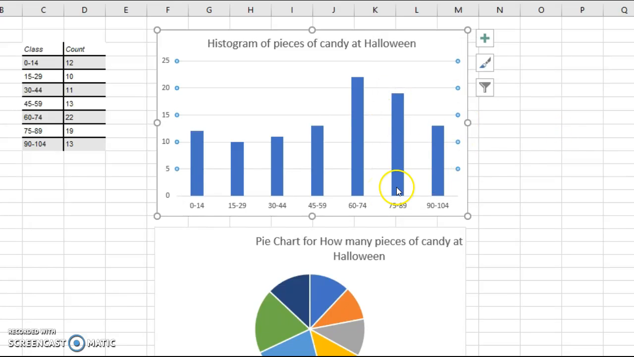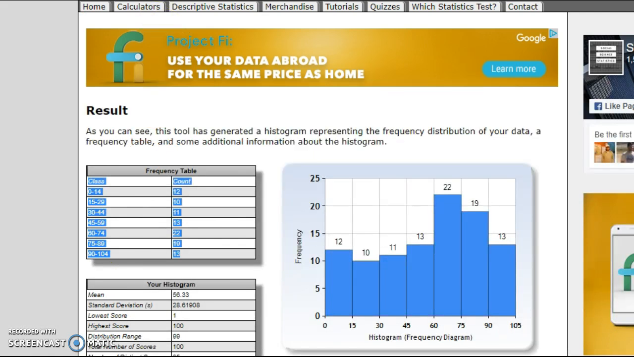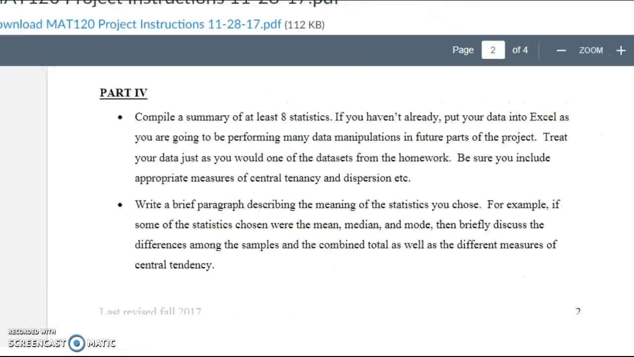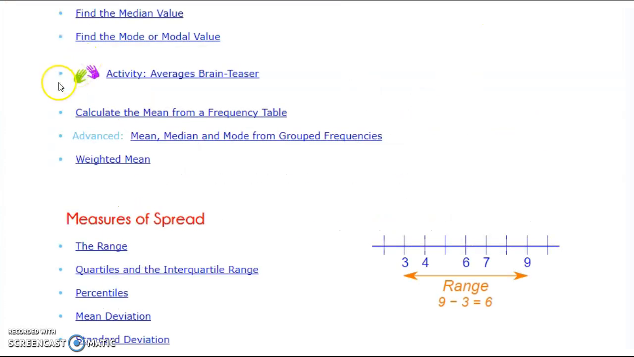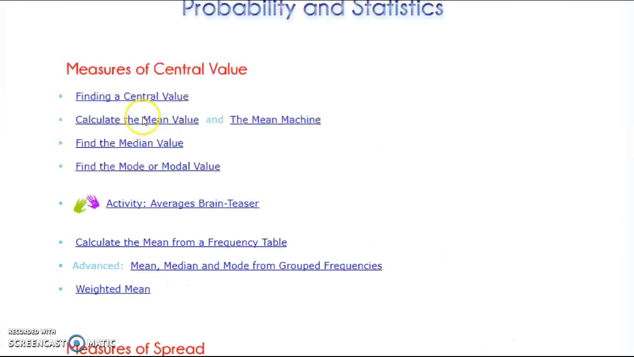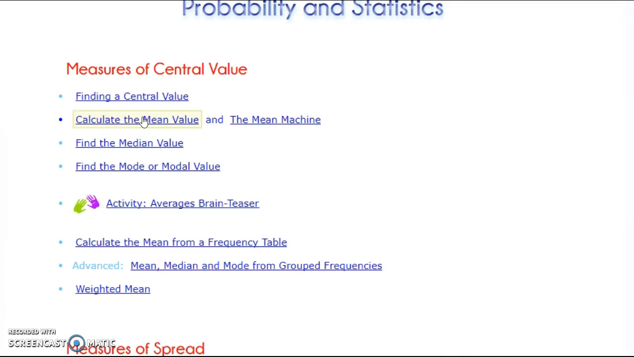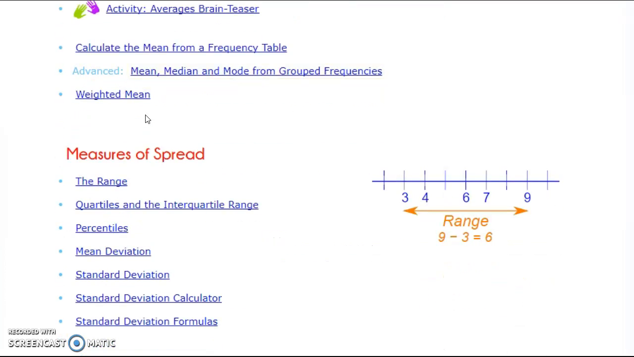But that's the second part of part 3. When I get to part 4, compile at least 8 summary statistics. So this is where you want to talk about what? This would be something along the line of, what are they? Measures of central tendency, measures of central value, and also measures of spread.